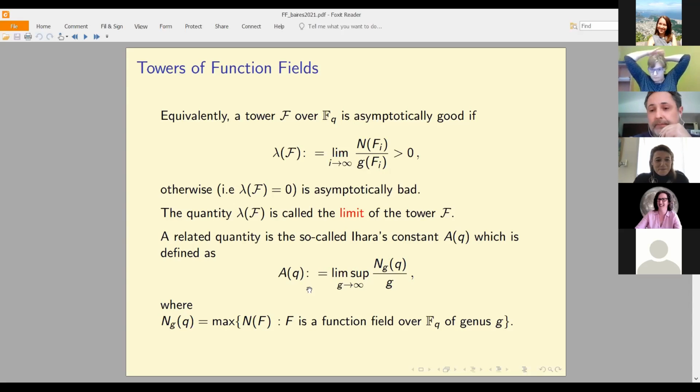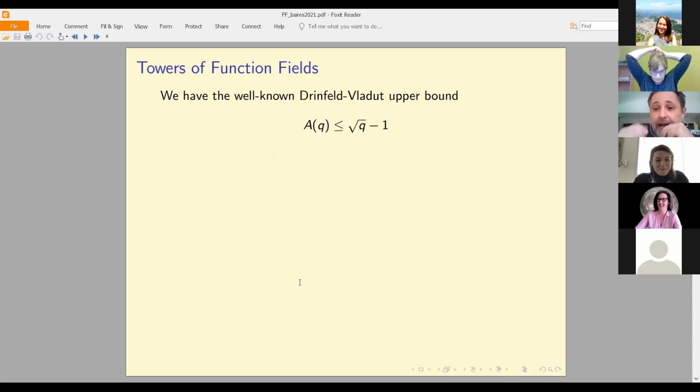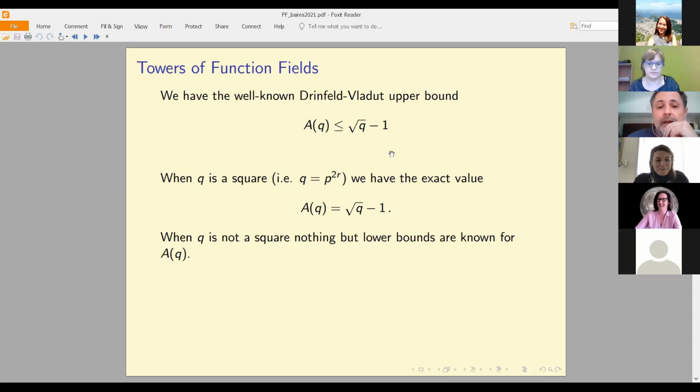So one problem that was solved many years ago was, is this constant always positive? Well, that was answered by Serre, but previous to that there were upper bounds. The Drinfeld-Vladut upper bound is the square root of q minus 1. And when q is a perfect square, it's exactly equal to the square root of q minus 1. But when q is not a square, nothing is known except the lower bounds.